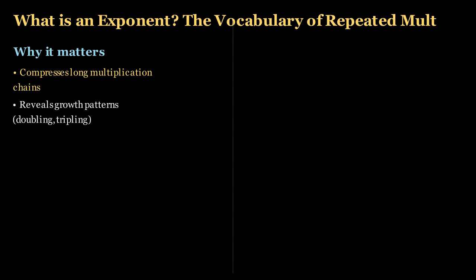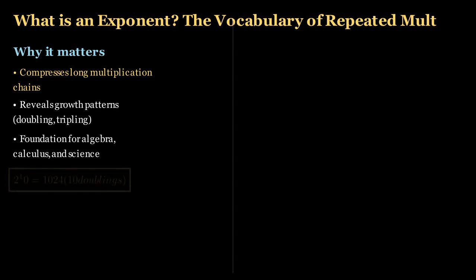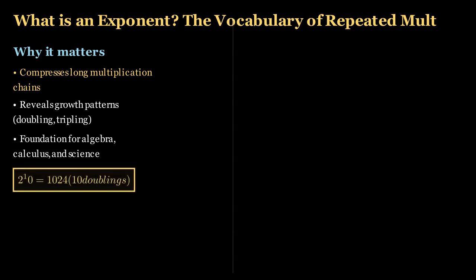Exponents also reveal a hidden pattern. They show how things grow by repeated multiplication. This isn't just about plants, it's how money grows with compound interest, how populations explode, and how computer memory doubles. In calculus, you'll see exponents everywhere, in polynomial functions, in the number e, and in rates of change. Mastering them now is like learning the alphabet before you read a book.